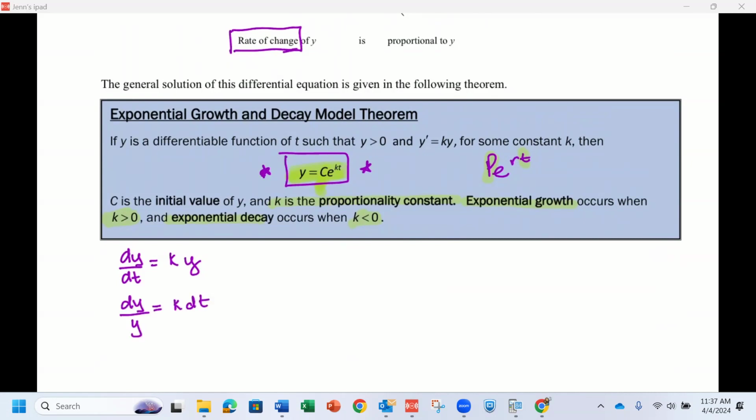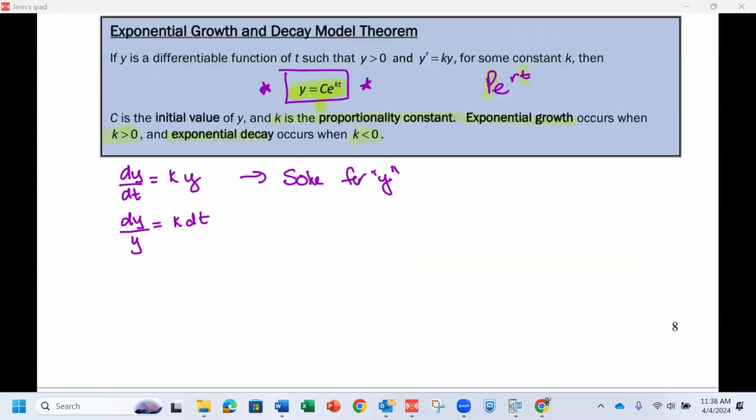So remember, if I have this particular differential form and I want to solve for y, we solve these differential equations by using that separation of variables. Now, do you remember what we're going to do to both sides of the equation? We're going to integrate.